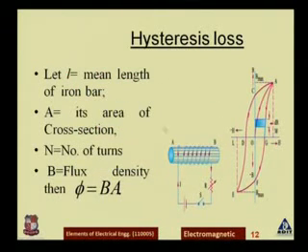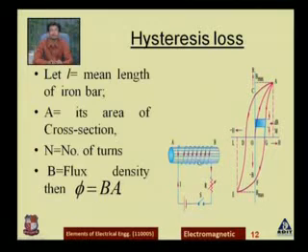To find the hysteresis loss, we take L, the mean length of the iron bar, A the cross-section area, N the number of turns, and B the flux density. The flux developed in the circuit will be B into A, that is, cross-section area into the flux density.